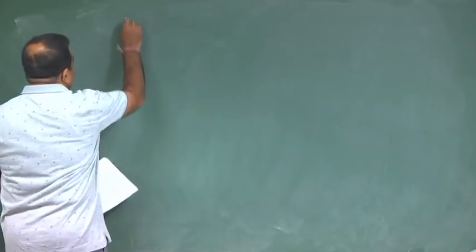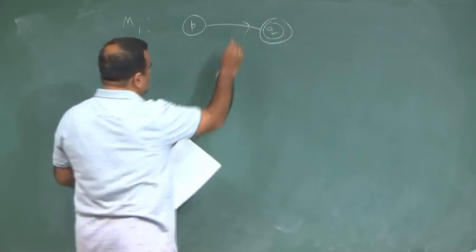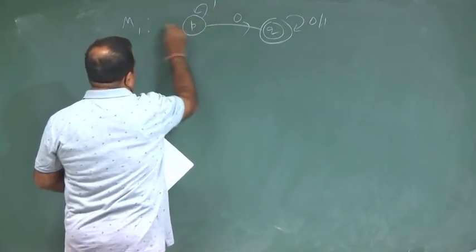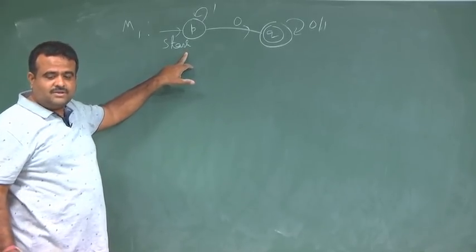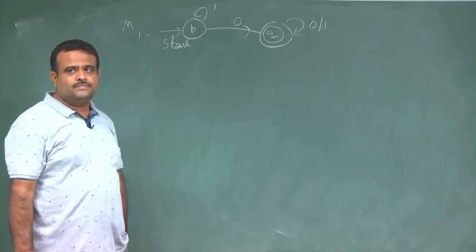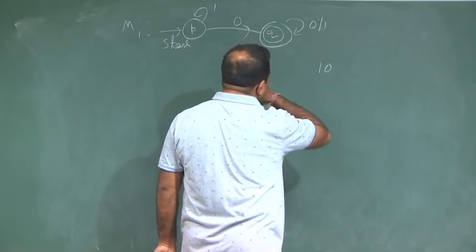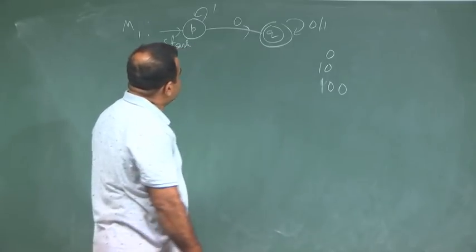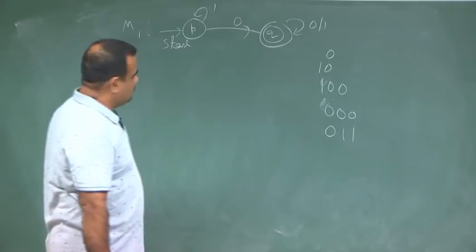Suppose we have M1. So, this is P, Q, this is the final state, with 0, 0 or 1, and this is 1, this is the starting state. So, what is the language accepted by this? The language having 1 0. If we have, say, 0 1 0, this is also accepted; 1 0 0 is also accepted; 0 0 0 is accepted, or 0 1 1 is accepted. So, like this.